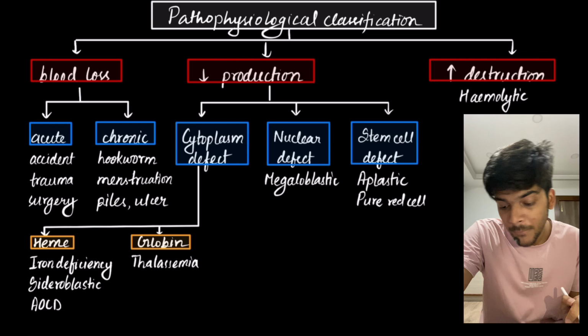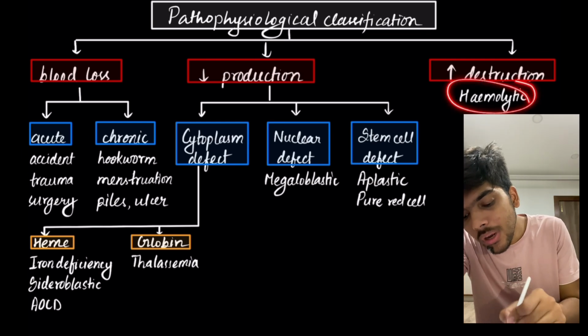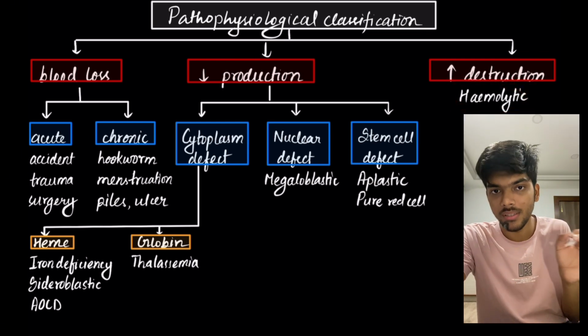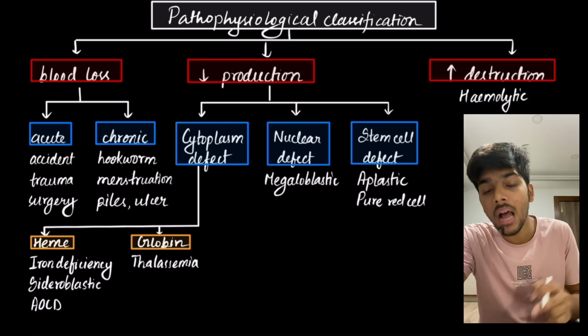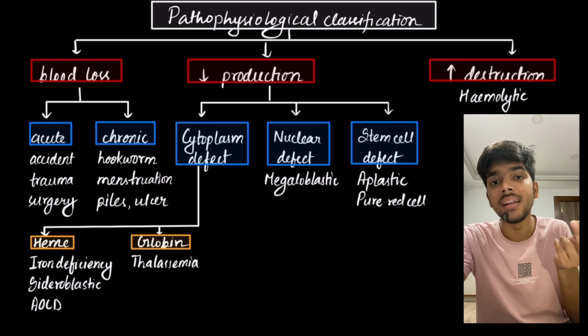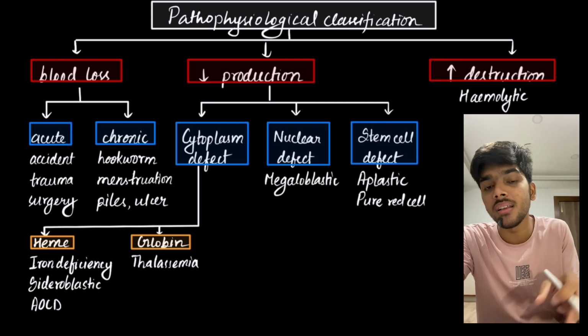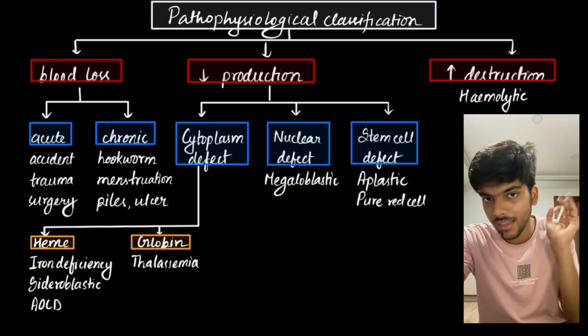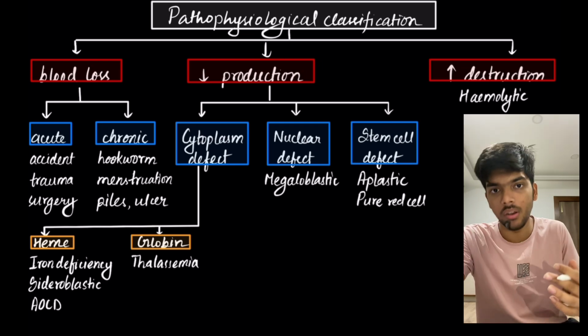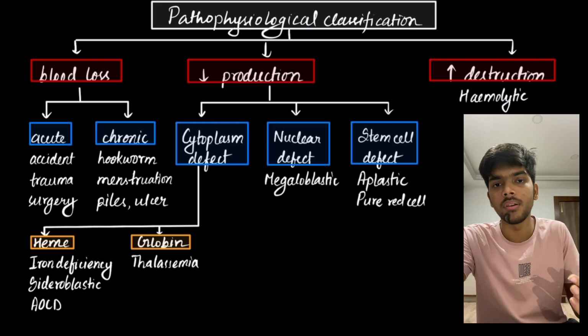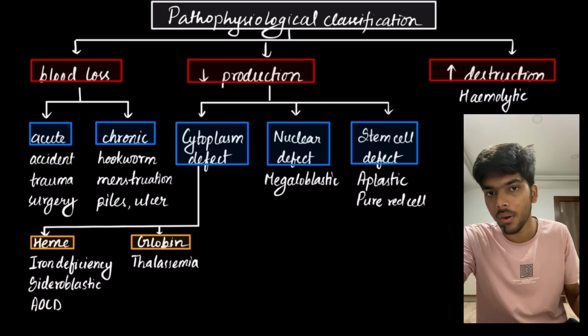Simple? Okay. Now we are going to look at hemolytic anemia. As the name suggests, in hemolytic anemia, hemolysis takes place. That is destruction of red blood cells. So anemia is occurring due to decrease in red blood cells, due to destruction of red blood cell or hemolysis of red blood cell.